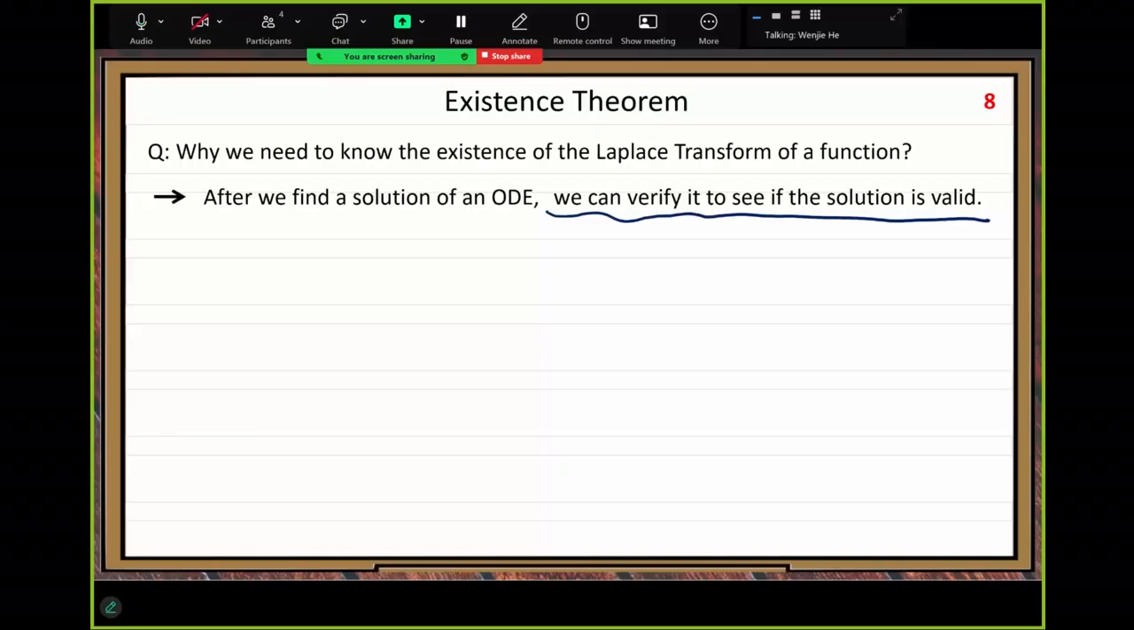If it works, if it satisfies the original, then you get a valid solution, right? So their argument is like this: even if you do not check the existence of the Laplace transform, your goal is to find a valid solution, and if you apply the Laplace transform and can find a valid solution, then it's good enough. That's their argument. It makes sense, right?